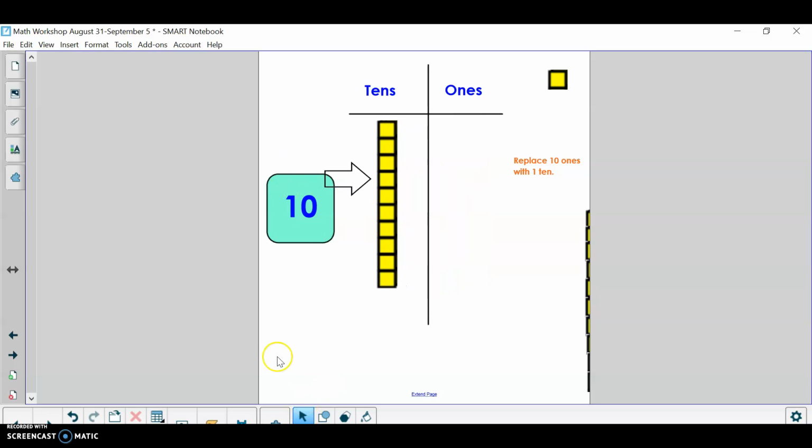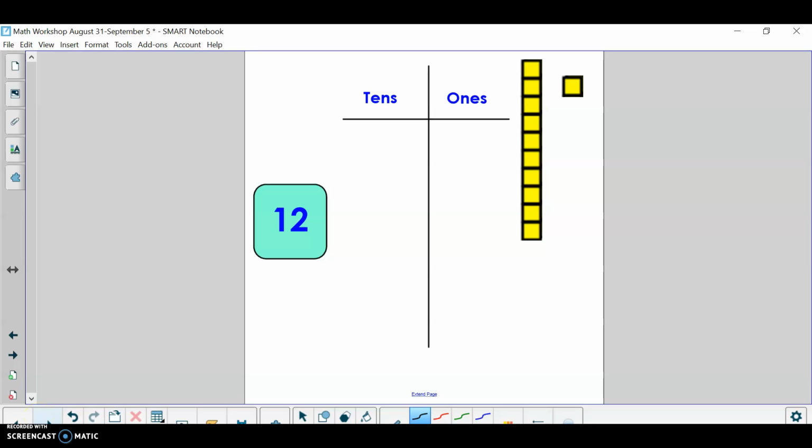All right, and we're gonna take this tens rod and put it here. Why is that? Well, let's look at our map. If we have a T-chart for tens and ones, how many tens do we have? That's right. Very good, boys and girls. And how many ones? That's right, 0. We have 1 ten and 0 ones. Great job. Let's keep going.